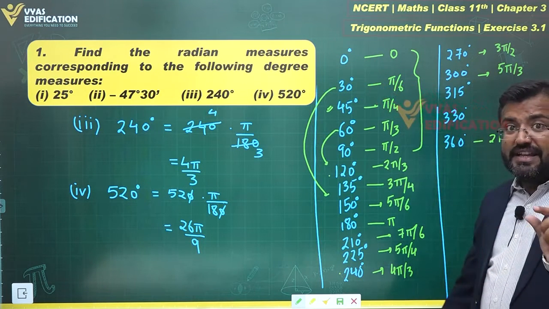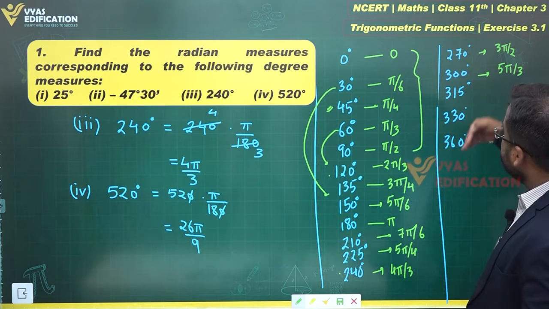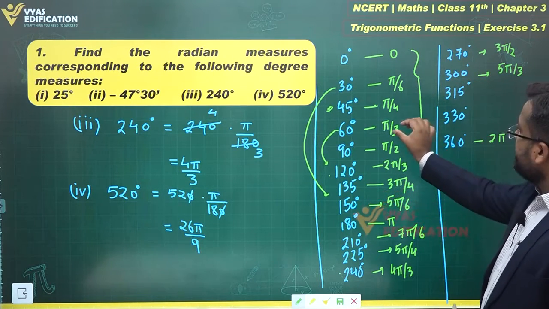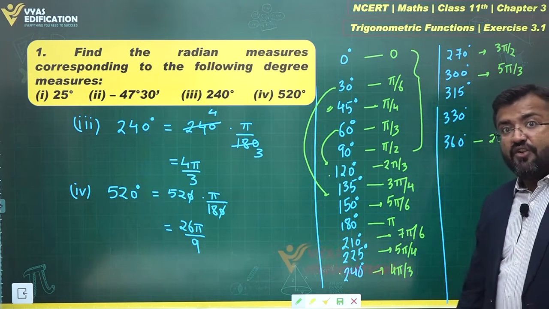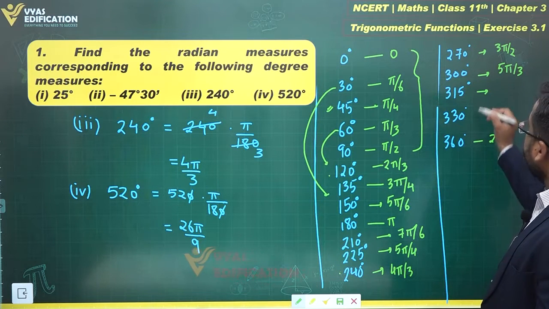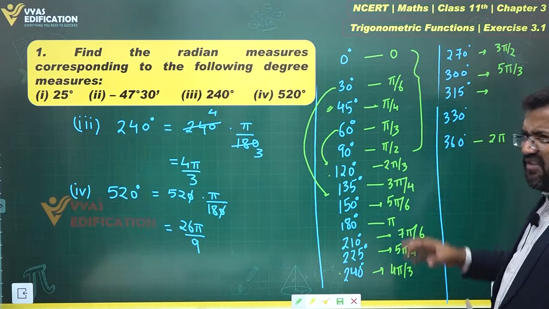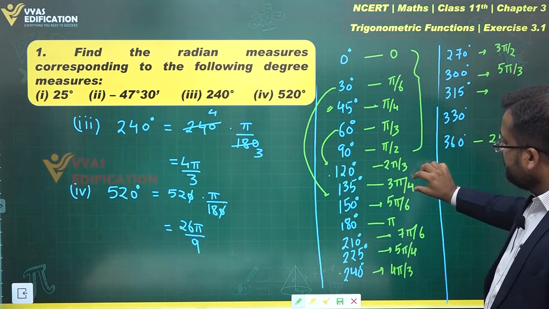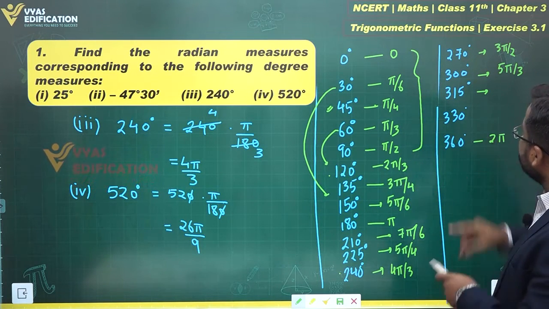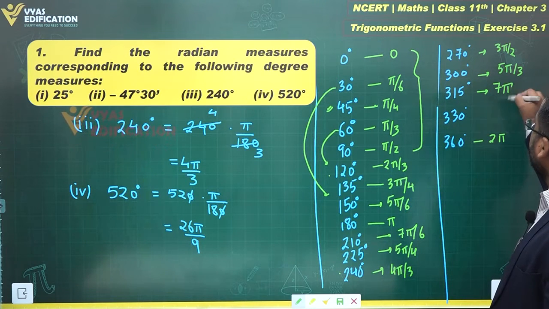There's another way of reaching 300 degree. What is that? 360 minus 60. That is 2 pi minus pi by 3. 2 pi minus pi by 3 is 5 pi by 3. What about 315 degree? Yes, 315 degrees, 45, 135, 225 and 315 are similar. This is pi by 4, this is 3 pi by 4, this is 5 pi by 4, this is 7 pi by 4 over here.